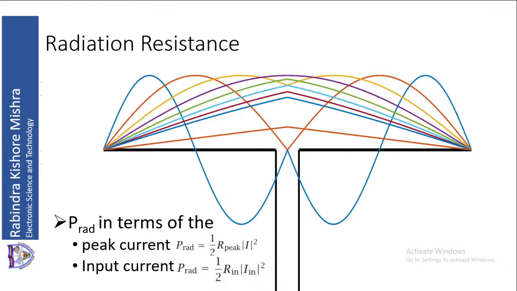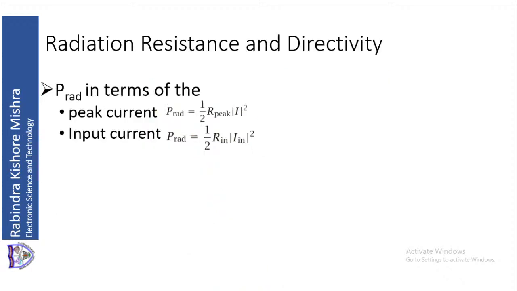When I in is not available to us, if I in is equal to 0 or I in is equal to infinity, then we use the peak current, otherwise we use the input current. Both of them are the same, P rad is the same in both the cases. So now let us find a relationship. P rad is equal to 1 by 2 R peak I square and P rad is equal to 1 by 2 R in I in square.